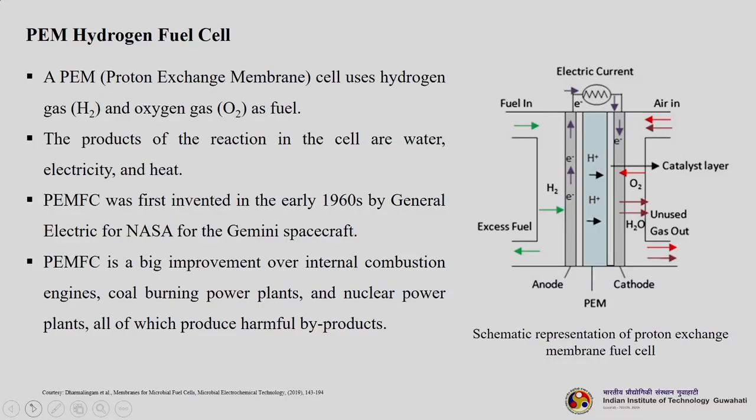You can see how it actually looks. So, the fuel in here, right, the excess fuel that goes out here, basically hydrogen, then permeates to the anode, okay.